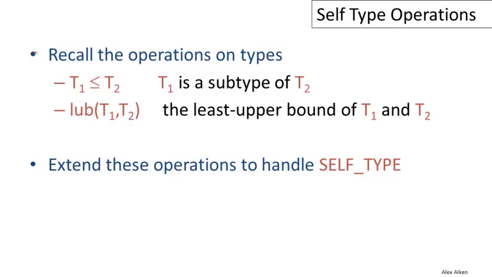So to do better than just throwing all the self-types away, we need to incorporate self-type into the type system. And the way we're going to do that is by looking at the operations that work on types in the type system, and there are two of them. There's the subtype relationship that we've talked about before, so when one type is a subtype of another, and there's the least upper bound operation that tells us what the smallest type is that's bigger than both of two argument types. And what we're going to do now is extend these operations to handle the type self-type.